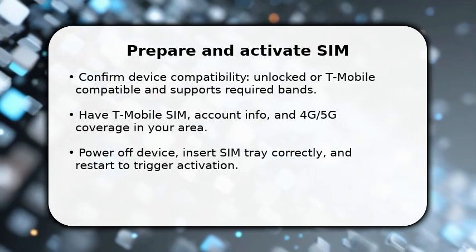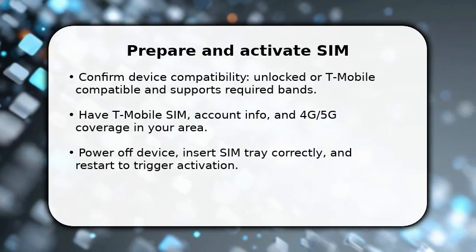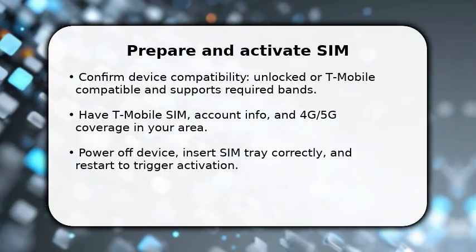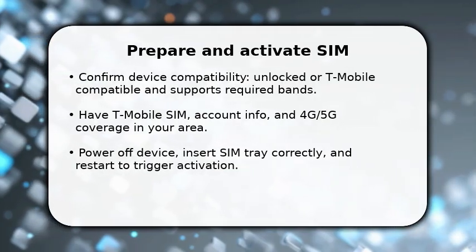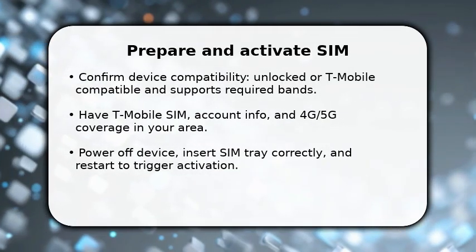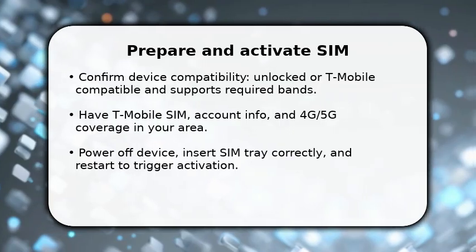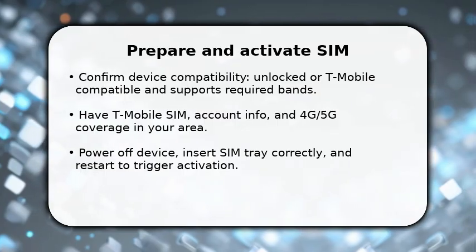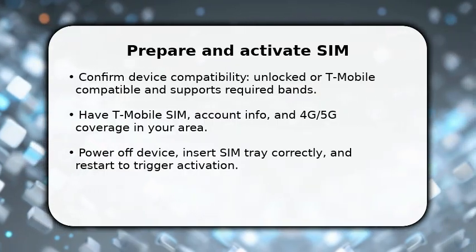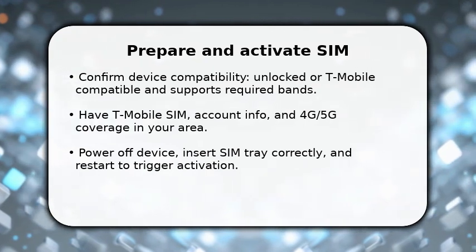Enjoy the video. You'll start by preparing the device and activating the SIM so the network can recognize you. First, check the phone is unlocked and supports T-Mobile bands. This matters for 4G/5G performance. Next, make sure you have your T-Mobile SIM and account details handy. That speeds activation. Finally, power the phone down, insert the SIM tray carefully, and power up. This forces initial registration with the network and moves you to the next configuration steps.